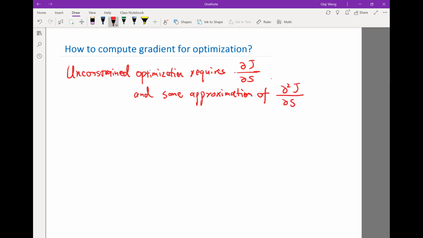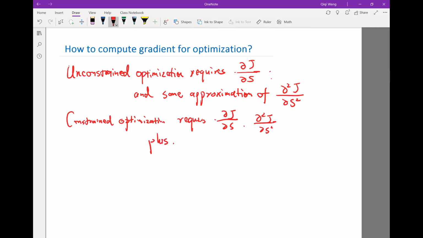Usually, the Hessian approximation is not that important, and the gradient is a lot more important than how well you approximate the Hessian. And constrained optimization requires all that is required for unconstrained optimization: the first order derivative, the second order derivative, plus the gradient of the constraints.